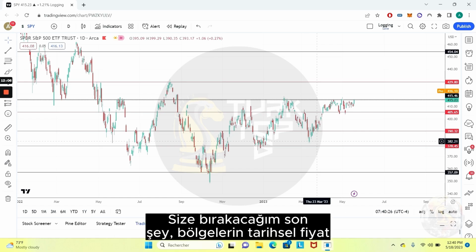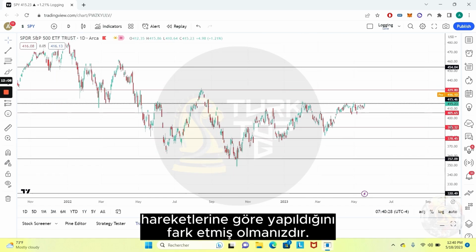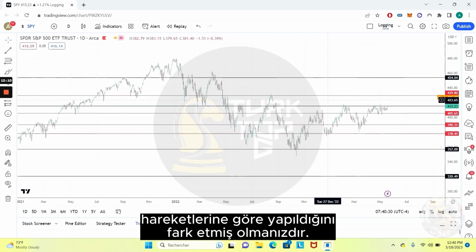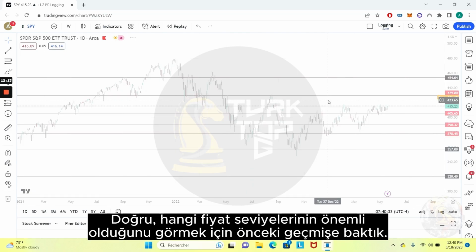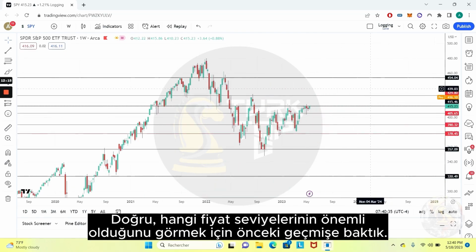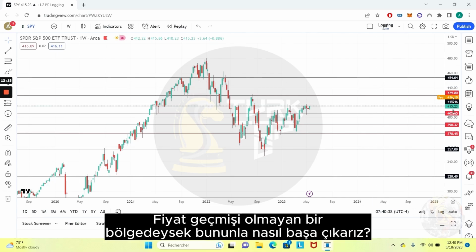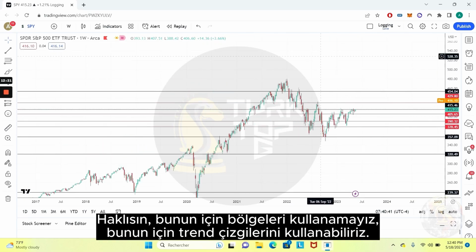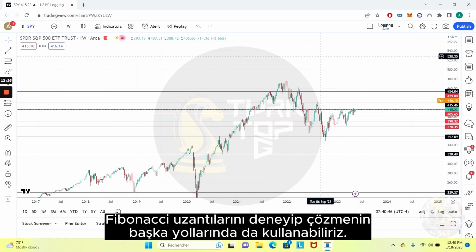The last thing I'm going to leave with you is you would have noticed that the zones are made based on historical price action, right? We looked at previous history to see which price levels are important. How would we deal with it if we are in an area with no price history? You're right. We cannot use zones for that. For that, we can use trend lines, we can use Fibonacci extensions. There are other ways to try and figure it out.